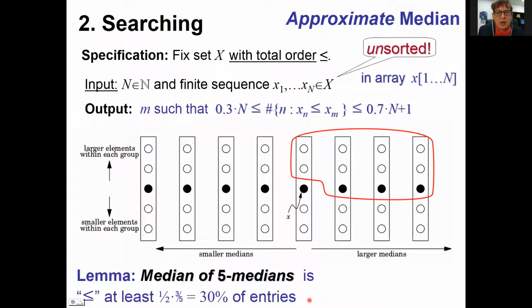Because now let's look at the contraposition. That means by contraposition that at most 70% of the elements must be strictly larger, right? That's the remaining elements. There cannot be more than 70% that can be larger. Namely these ones and these ones and these ones. That's at most, it could be less, but at most that many elements.